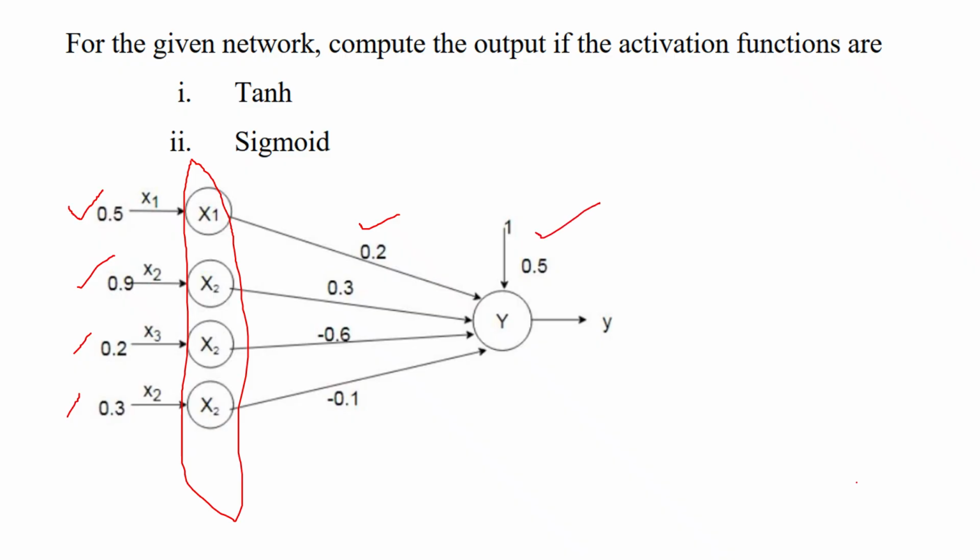Here you have an input layer and here you have an output layer, and you have to check what is the output that you get after applying the TANH activation function and sigmoid function. So first we have to compute the weighted sum, right? That is 0.5 into 0.2, plus 0.9 into 0.3, plus 0.2 into 0.6, plus 0.3 into minus 0.1, plus this bias will give you the weighted sum, isn't it?